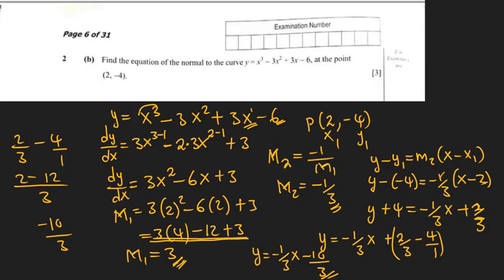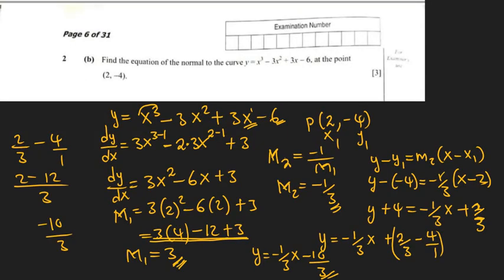That's how you solve. But if it was asking you for the equation of the tangent, no need of doing this. Just here where you find your gradient 1, proceed directly to this part where you find the equation. But if it's the normal, find the gradient 2, then proceed to the equation. Okay, so we end here.